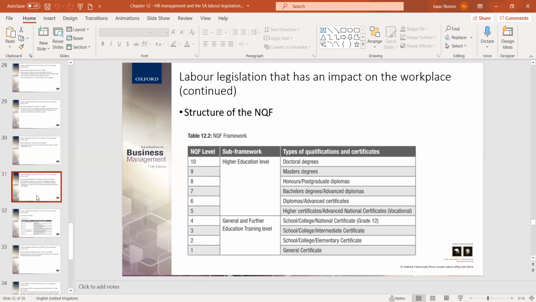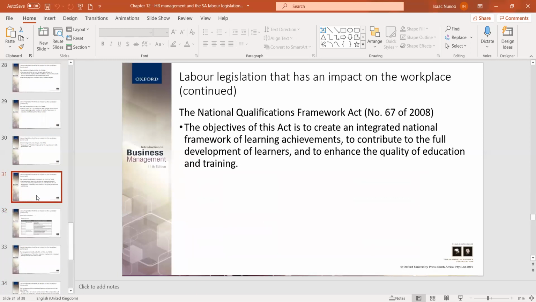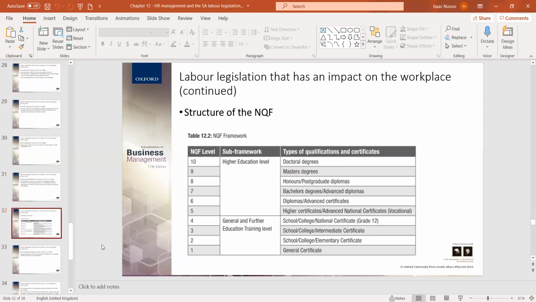In terms of this qualification, for example, we can talk about SAQA, the South African Qualifications Authority. If you are somebody who is coming to South Africa, you must make sure you get the SAQA to standardize your qualification to the South African system. So we have the general certificates, the school certificate, up to the doctoral degree level. So that is what this legislation tends to look at.